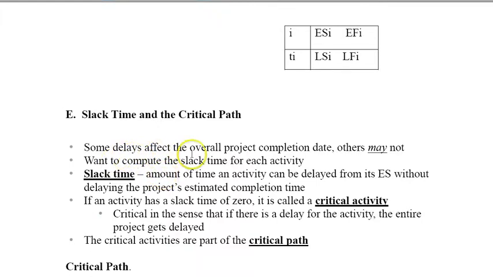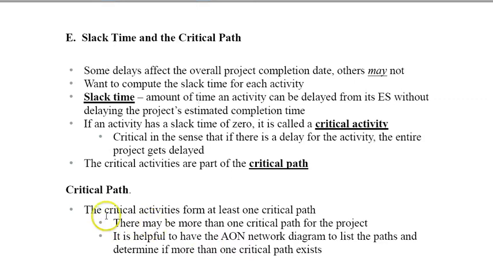So some delays affect the overall project completion date, others may not. So we want to compute the slack for each activity. Slack time by definition is the amount of time an activity can be delayed from its earliest start without delaying the project's estimated completion time. If an activity has a zero slack, it's called a critical activity. And critical in the sense that if there's a delay for the activity, the entire project gets delayed. The critical activities are part of the critical path. Okay? So the critical activities form at least one critical path.